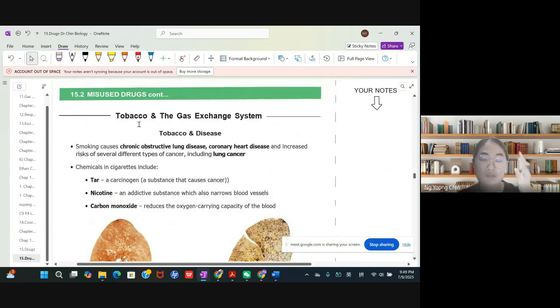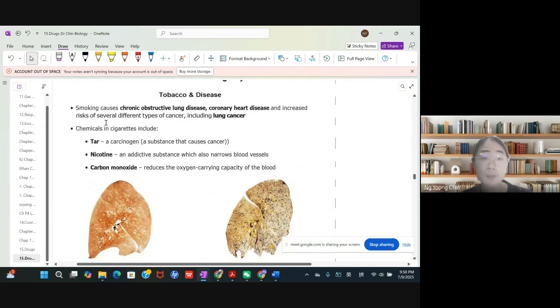It's okay. And now we talk about the gas exchange system, the tobacco and the disease. So we talk about smoking. Smoking will cause what? It causes this COPD. This is called COPD. The full name is chronic obstructive pulmonary disease.